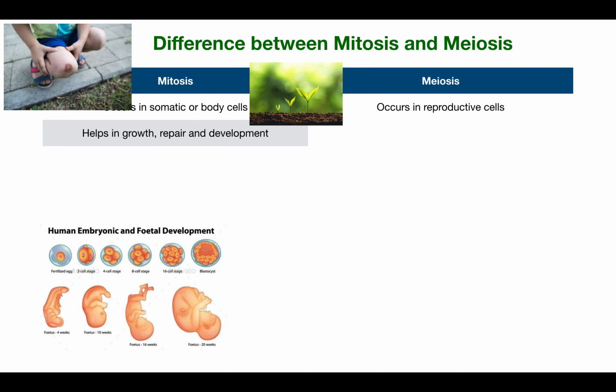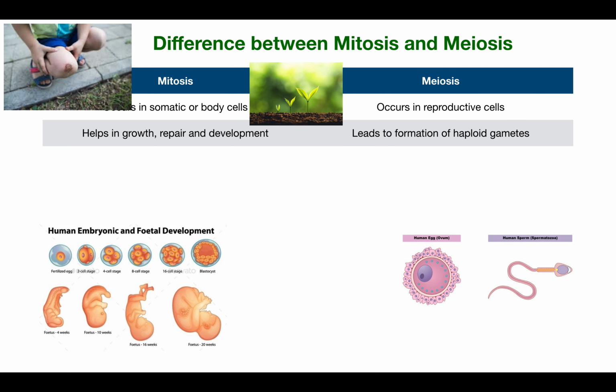Meiosis, as I already mentioned, helps in the formation of gametes. That is, in the case of human male, it is sperm. In the case of human female, it is the egg. So it helps in formation of haploid gametes. Next, in the case of mitosis, the newly formed daughter cells are diploid.